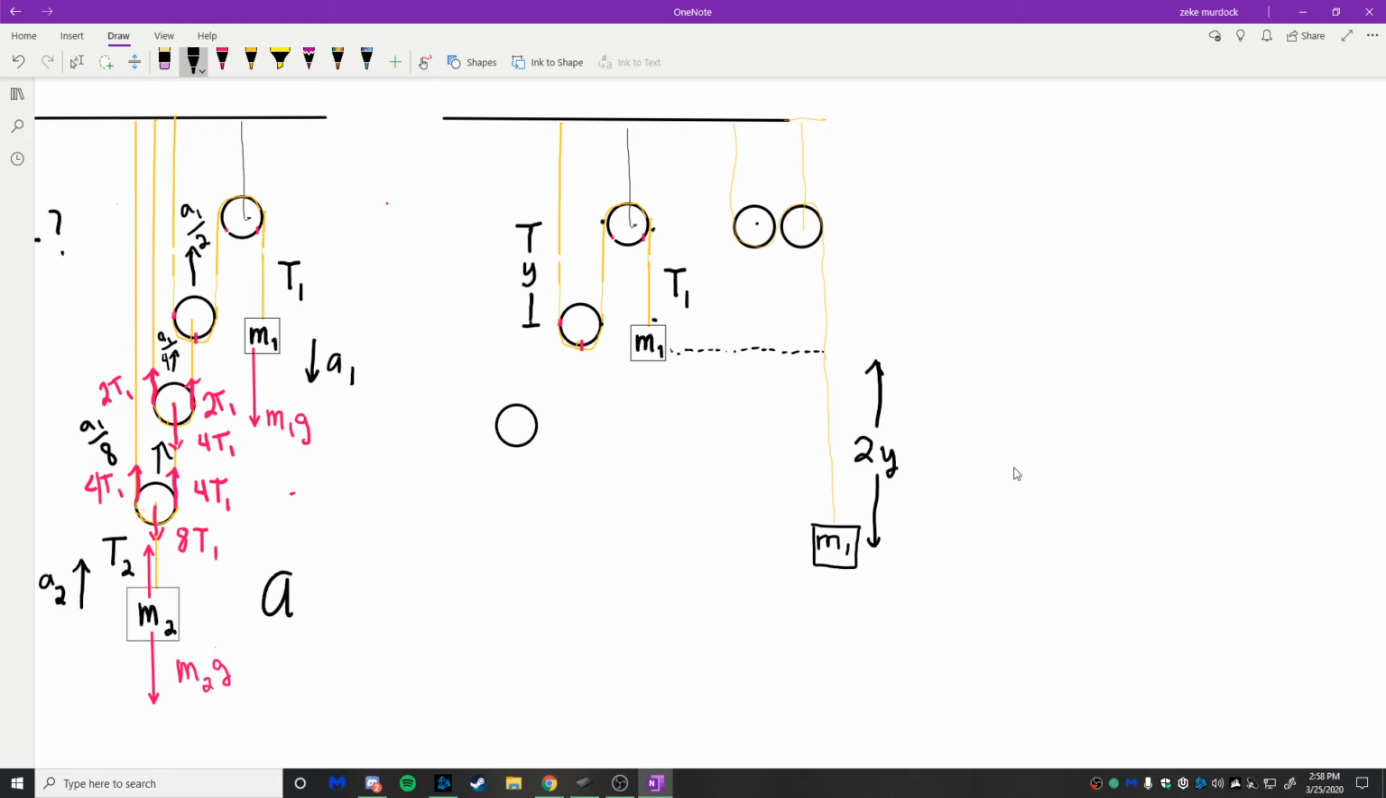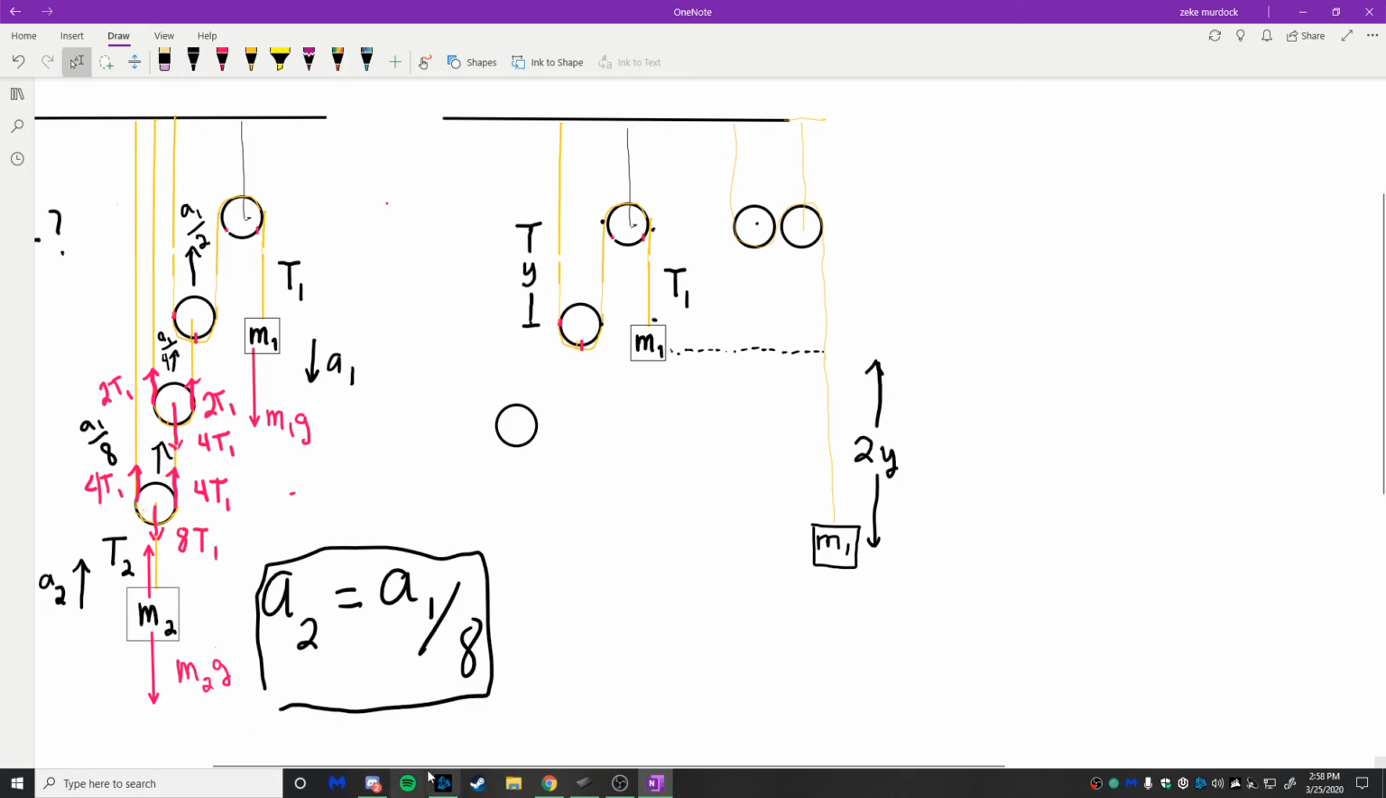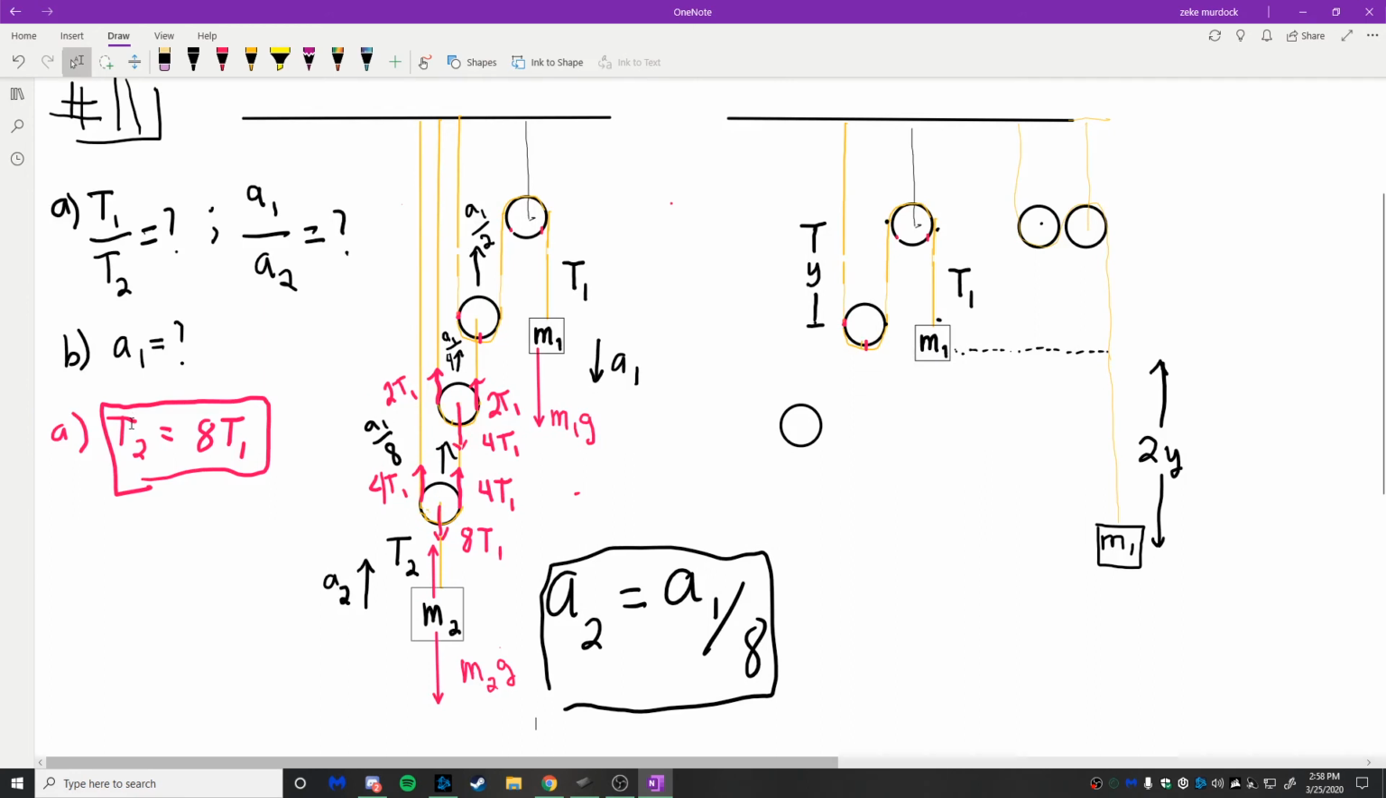And that means that A2 is equal to A1 divided by 8. Now we have the answer to part A. T2 is equal to 8T1 and A2 is equal to A1 over 8. And if you think about this, there's another way you can think about this that someone mentioned.